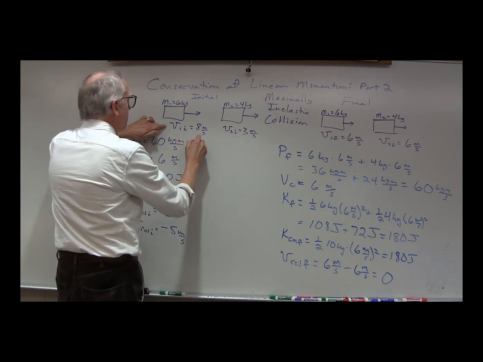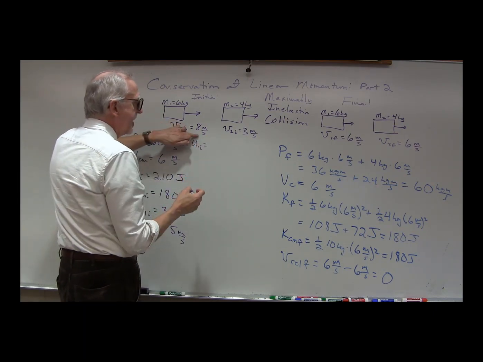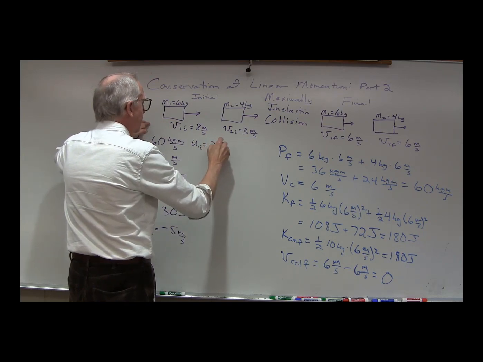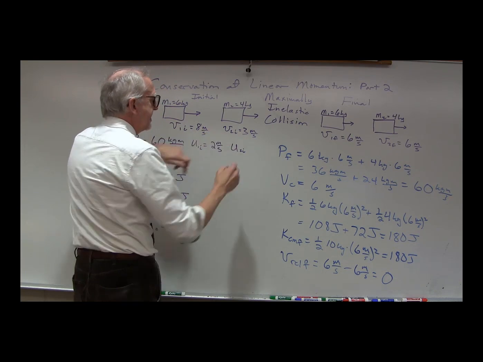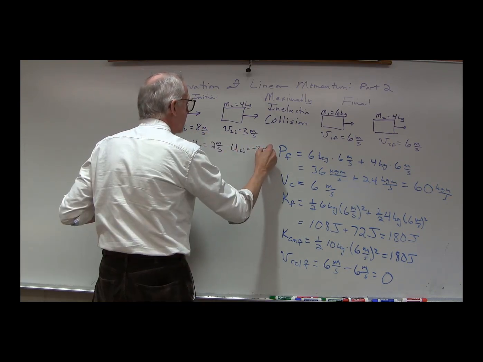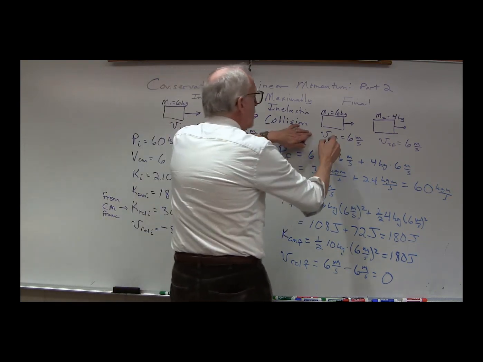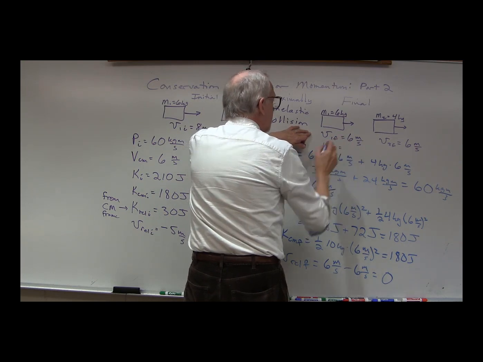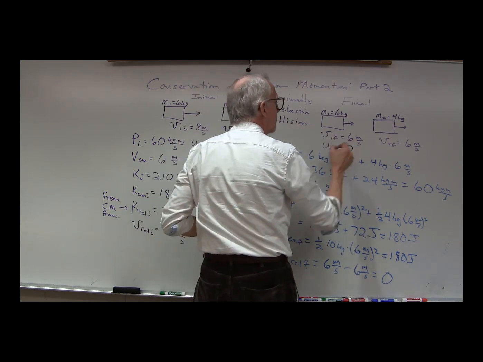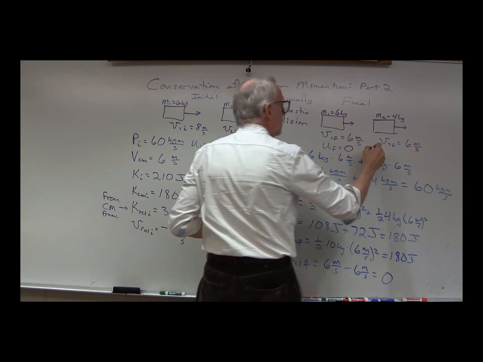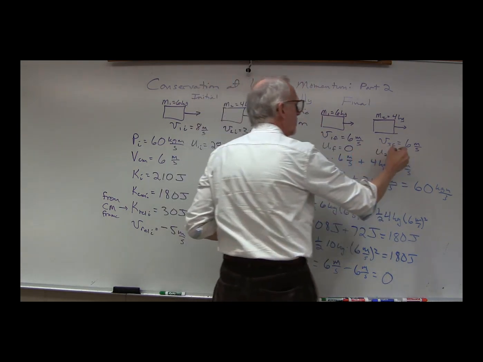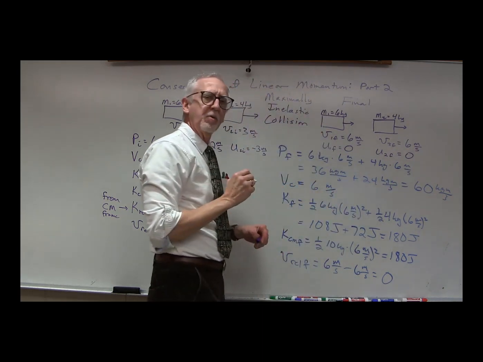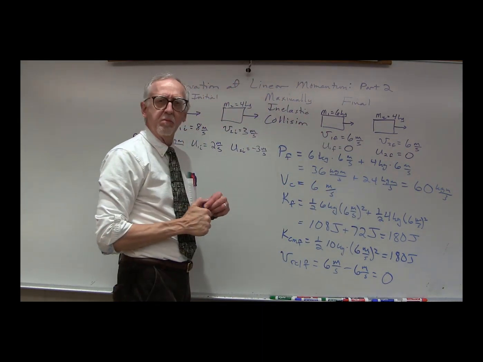We're going to get U1 initial is, again, 8 minus 6, 2 meters per second. U2 initial, 3 minus 6, negative 3 meters per second. U1 final, 6 minus 6, 0 meters per second. U2 final, 6 minus 6, 0 meters per second. Okay, so this is interesting.